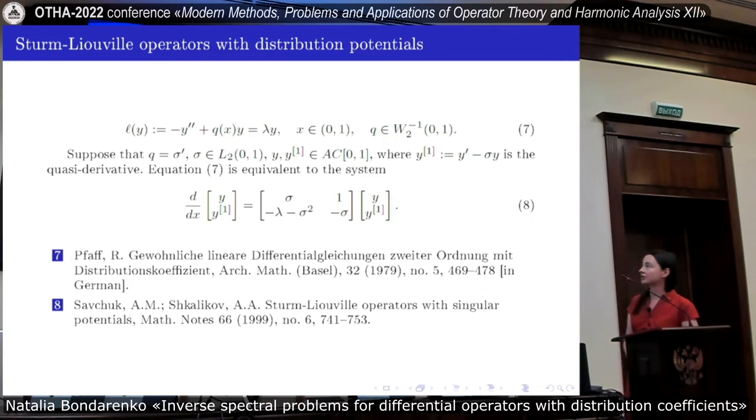How to understand this equation? It can be understood in the following sense. We can define the quasi-derivative by using this function sigma, and if y and the quasi-derivative are absolutely continuous, then it can be shown that this equation is equivalent to the first order system 8.